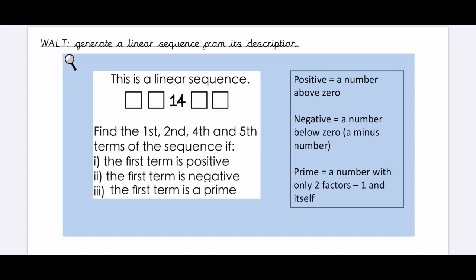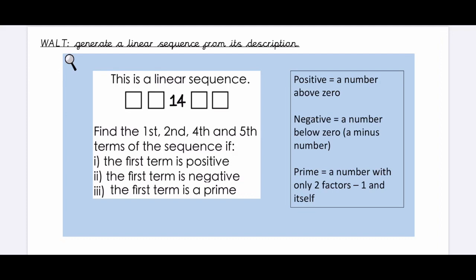So for the first one, it says the first term, the first number in the sequence, has to be a positive number. Now a positive number is a number above 0, okay? So once you've got that number, work out what the second term in that sequence could be so that the third term is then 14. You then need to work out the fourth and fifth terms as well. Once you've done that, it's time for part 2.